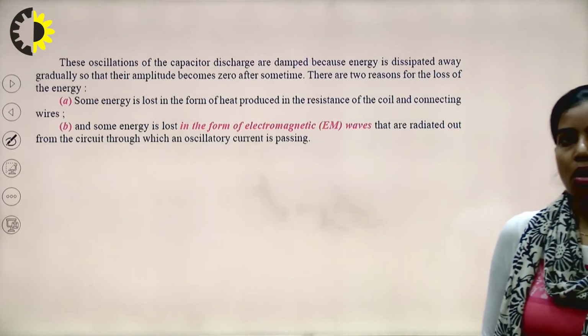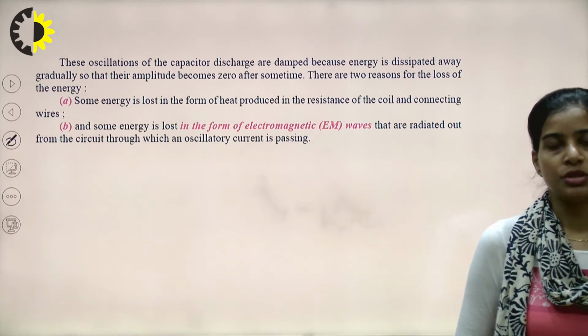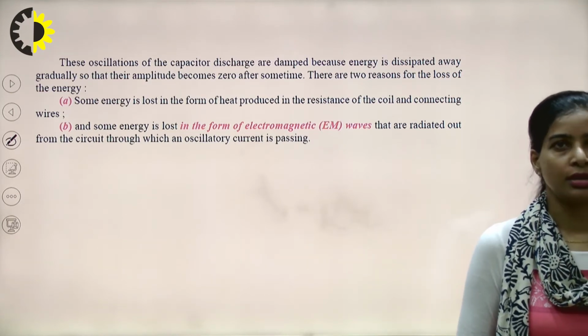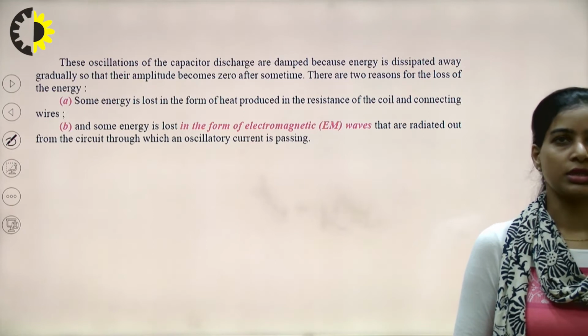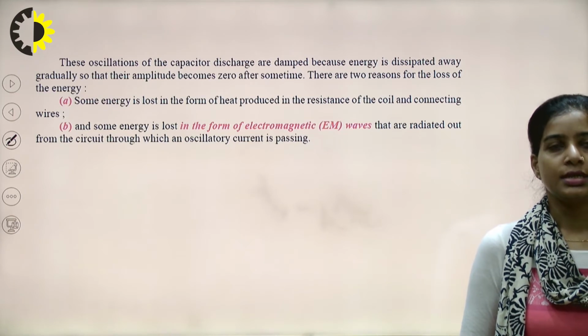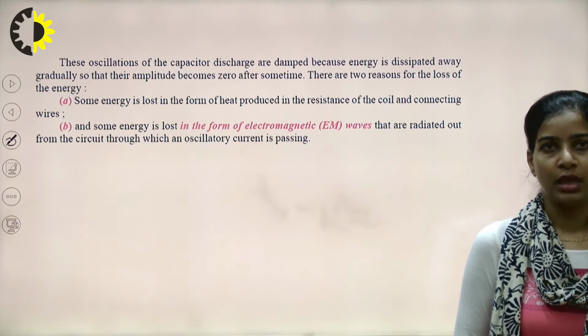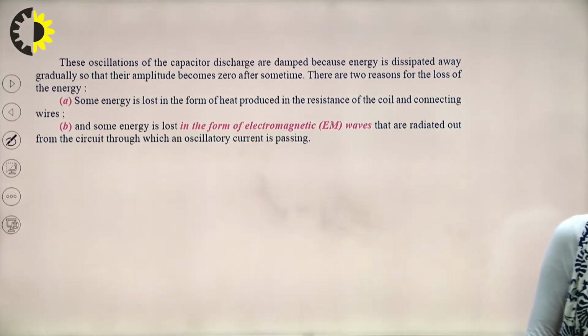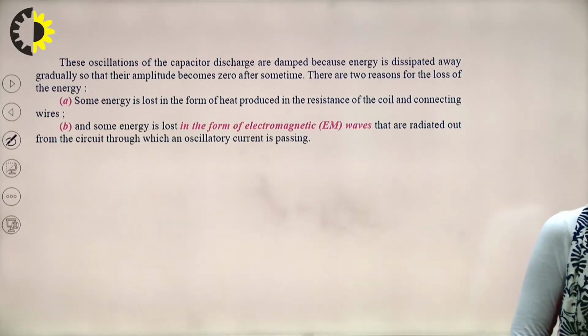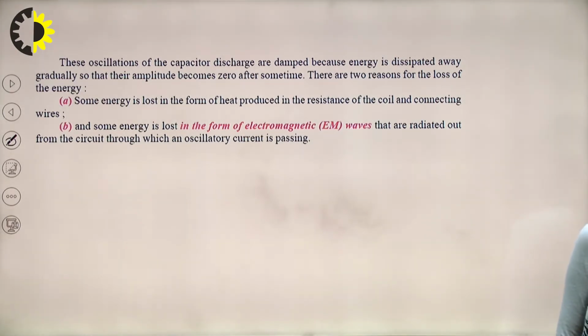These oscillations of a capacitor discharge are damped because energy is gradually dissipated, so that their amplitude becomes zero after some time. There are two reasons for the loss of energy. Some energy is lost in the form of heat produced in the resistance of the coil and connecting wires, and some energy is lost in the form of electromagnetic waves radiated out from the circuit through which an oscillatory current is passing.